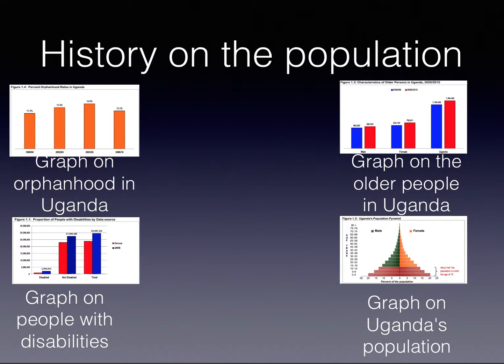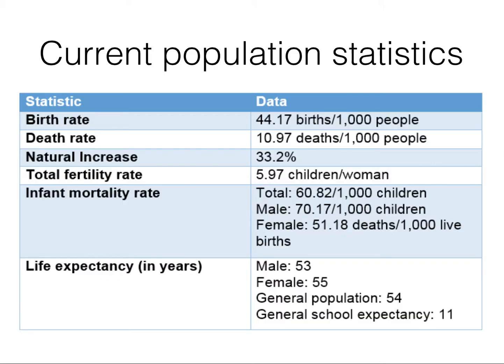Then after that we have a graph on the older people in Uganda, a graph on people with disabilities, and a graph on Uganda's population. I will highlight the most important data, and after you can have some time to look at it for yourself.